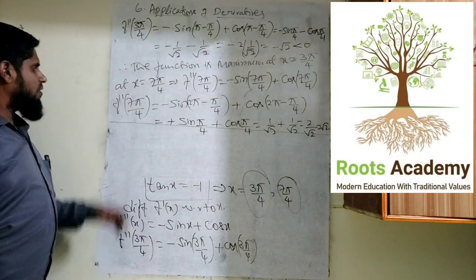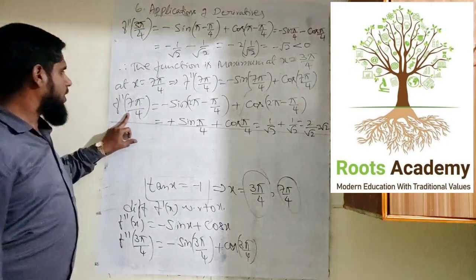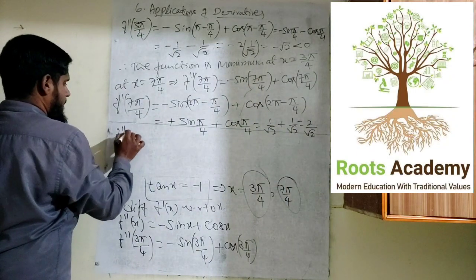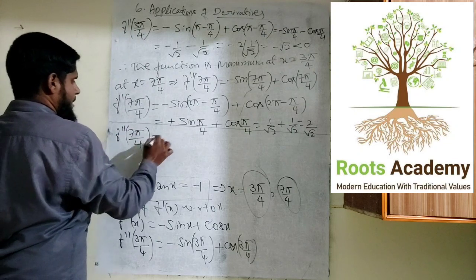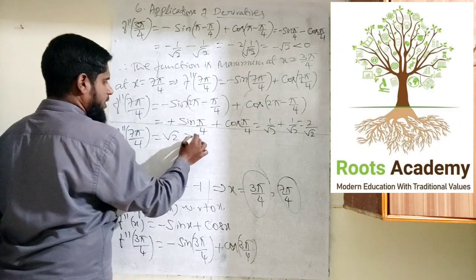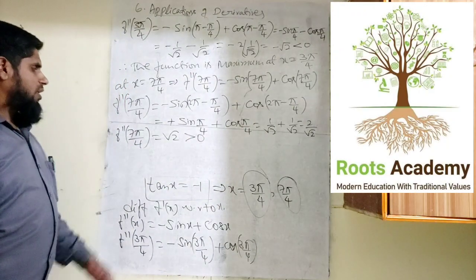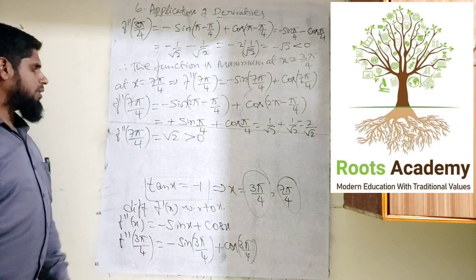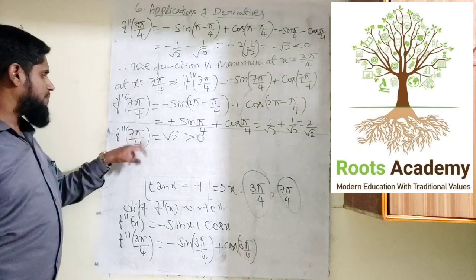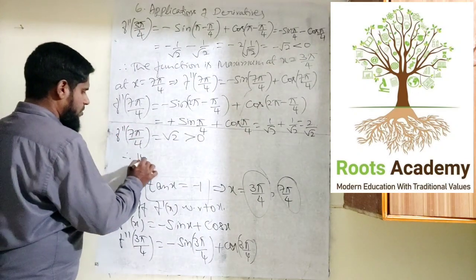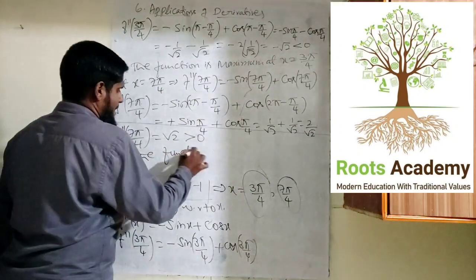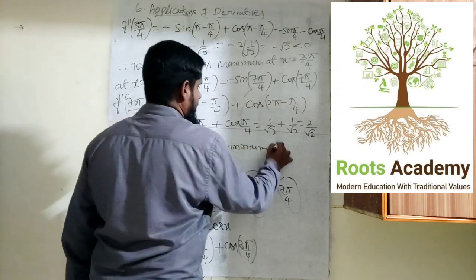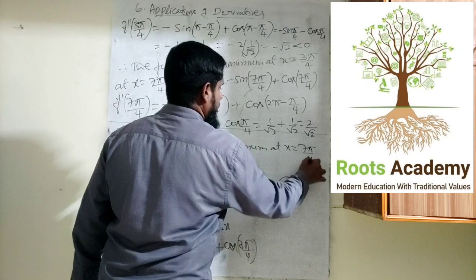So if the value of x is 7 pi by 4, then the second order derivative is positive, equal to root 2, and this is greater than 0. If the second order derivative is greater than 0, we know that it is a minimum. So the function is minimum at 7 pi by 4. Therefore, the function is minimum at x is equals to 7 pi by 4.